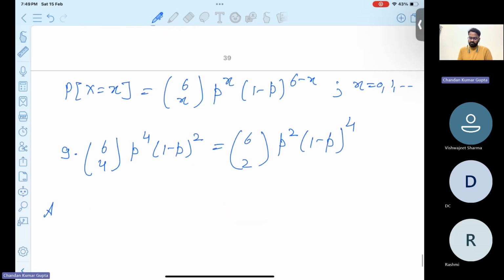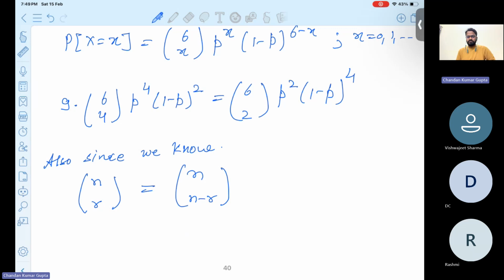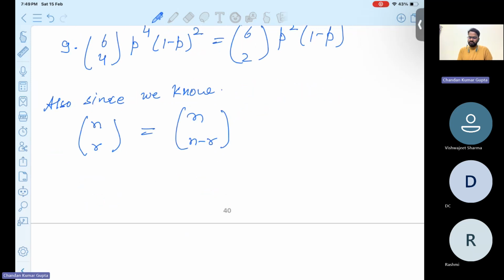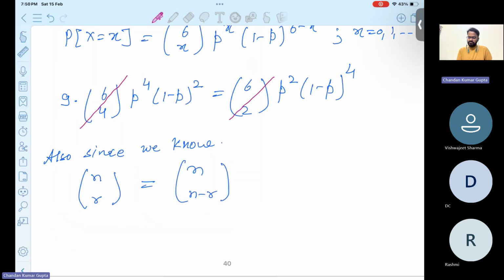Okay. Also, since we know nCr equal to nC(n minus r). Anyone have doubt? This is the property of combination when we have read permutation and combination. Okay, nCr equal to nC(n minus r). So this implies these quantities cancel out each other. Also, p square is there, p here comes out to be 2.